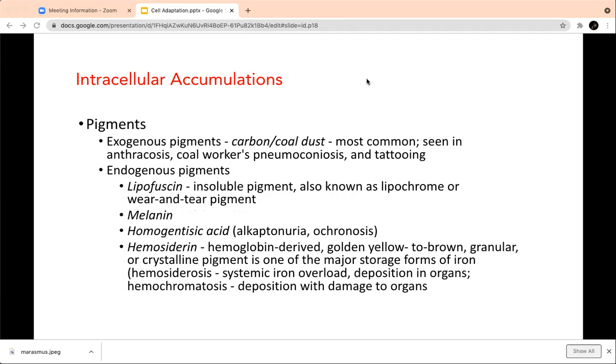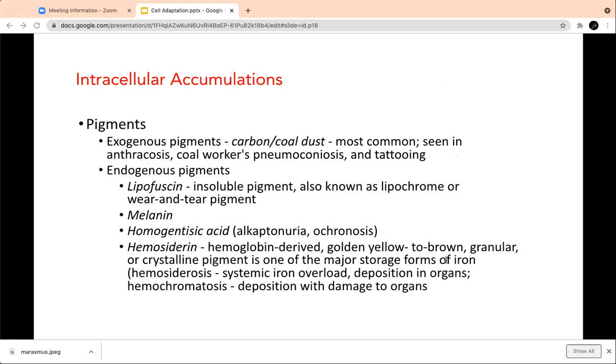So the most common exogenous pigment is your carbon or your coal dust because it is a ubiquitous air pollutant in urban areas. Pwede din siyang makita, as I have said, in anthracosis, yung mga intrapulmonary, peribronchial lymph nodes natin, makikita natin yung anthracotic pigments. They can be seen also in coal workers pneumoconiosis and in tattooing. So tattooing is a form of localized exogenous pigmentation of the skin.